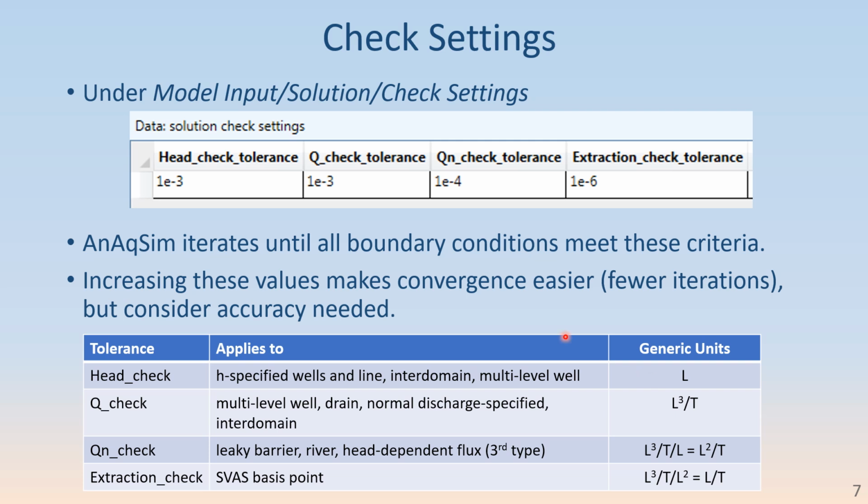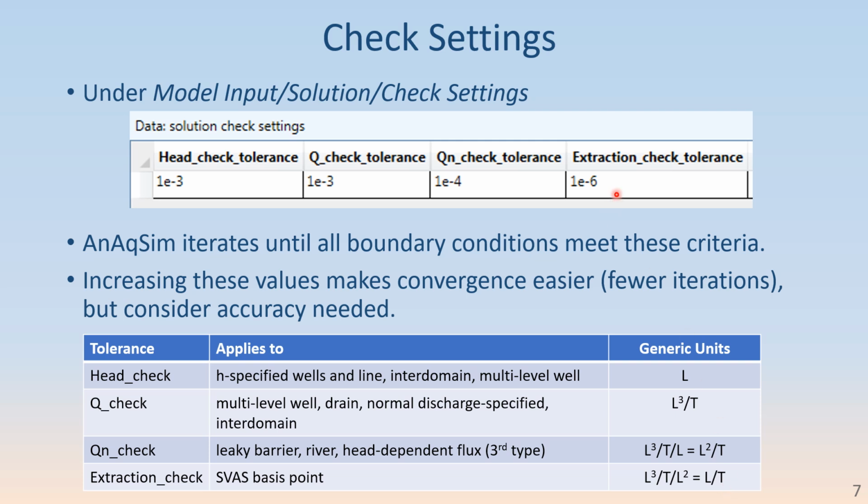You have different units where we're checking the discharge, capital Q. That would have discharge units, length cubed per time. You have normal component of discharge check tolerance here. That is discharge per length of line boundary, which has units length squared per time. And then you have an extraction check, which is the basis point equation at each basis point in a SVAS, and that is discharge per area, which has length per time units.